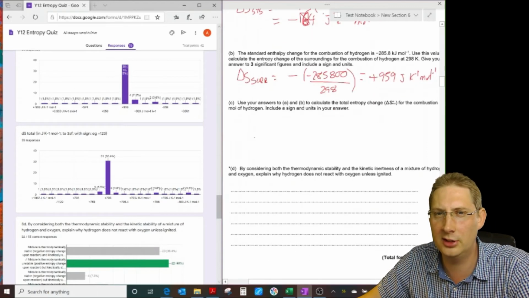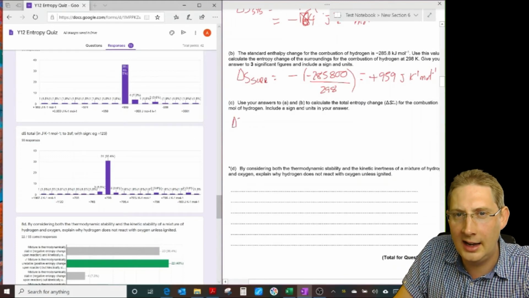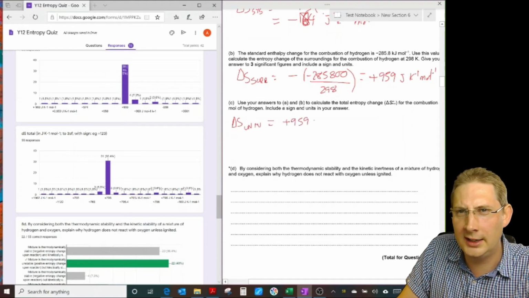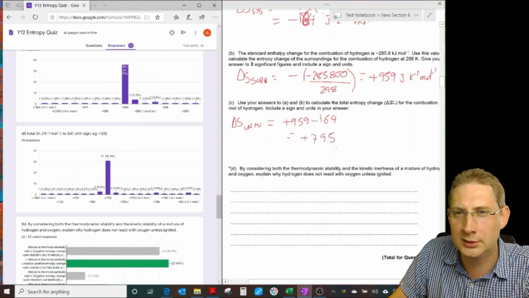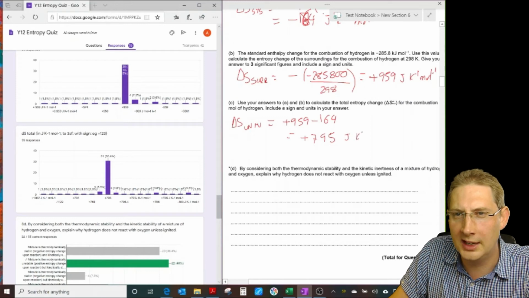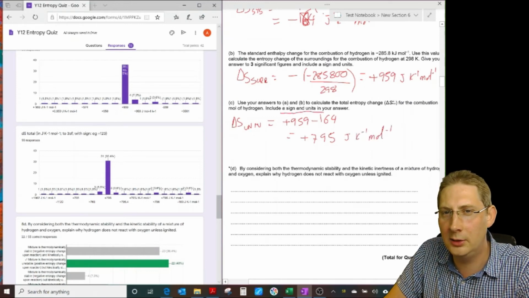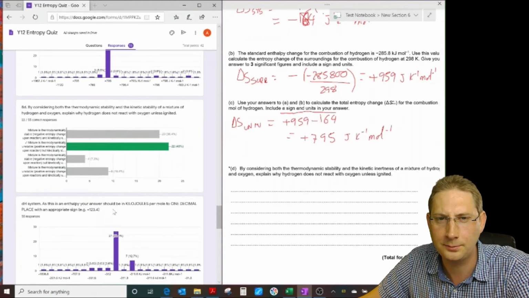So therefore, the total entropy change for that, delta S universe or total, is plus 959 minus 164, which equals plus 795 joules per Kelvin per mole. And again, they're asking you in the question, the real question, for the sign and units.